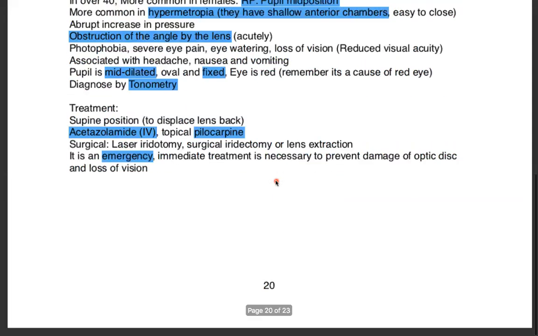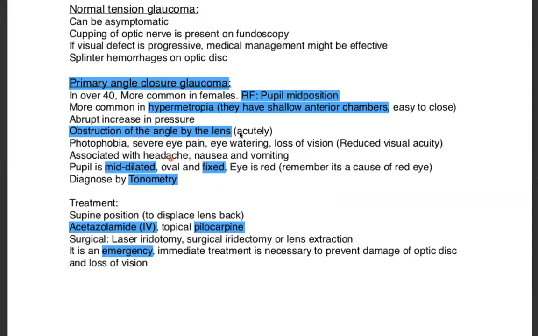تمام. Is this one very clear يا شباب? No, it's very common. It's like super important you guys go through it.